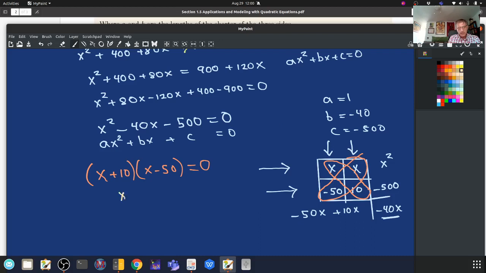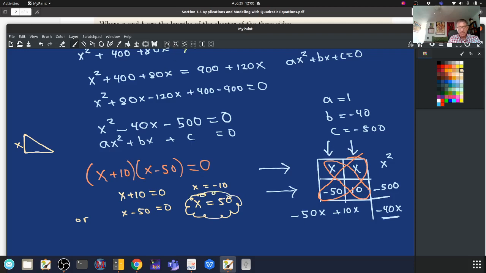This implies that x plus 10 is equal to 0, or x minus 50 is equal to 0. So the solution to the first is x is equal to minus 10, and the solution to the second is that x is equal to 50. So x in our original problem was the short side of a triangle, and we can't make any sense of a negative solution. So this is the solution that we use. x is equal to 50.